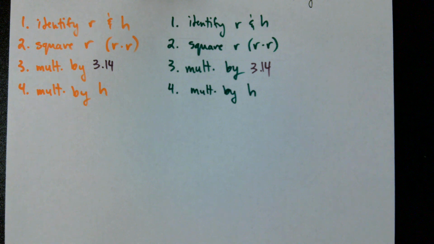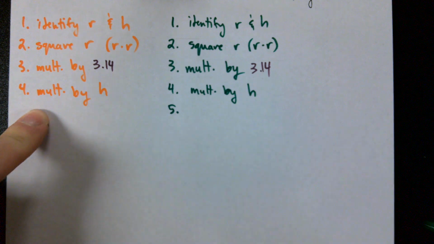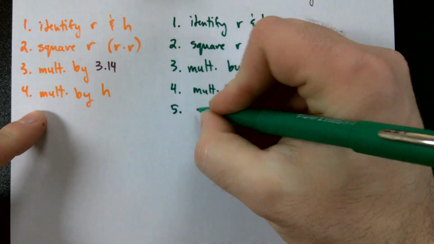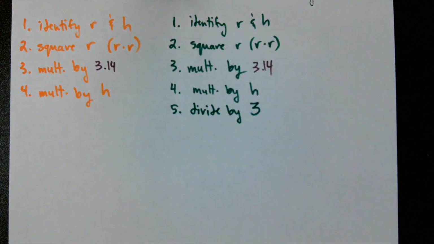You're going to multiply by h, which is our height. Before we get to step 5, what do we notice about these 2 sets of steps? They're exactly the same, right? Whether you have a cylinder or a cone, you find the volume the exact same way, except because one cone is 1/3 of one cylinder, our last step when finding the volume of a cone is divide by 3. We've got to find 1/3 the volume of a cylinder that's the same size.